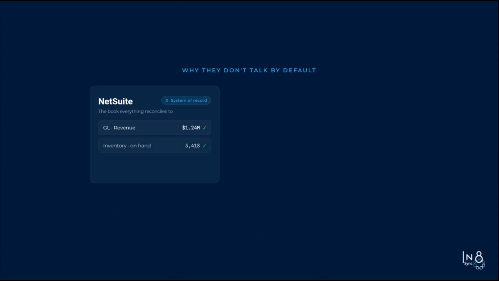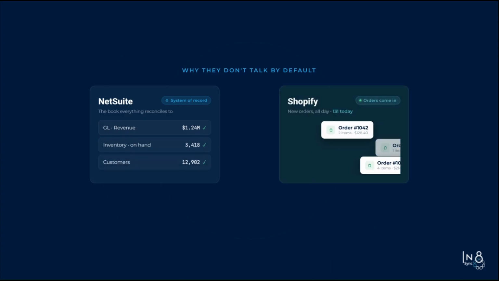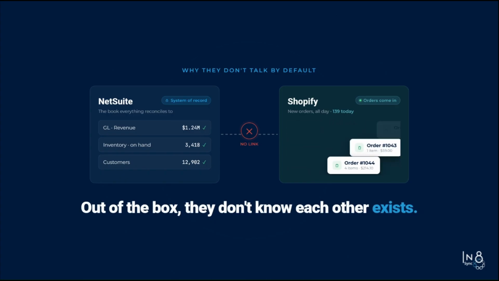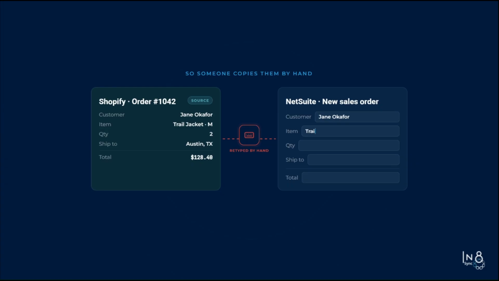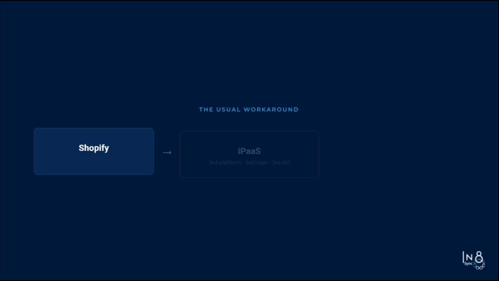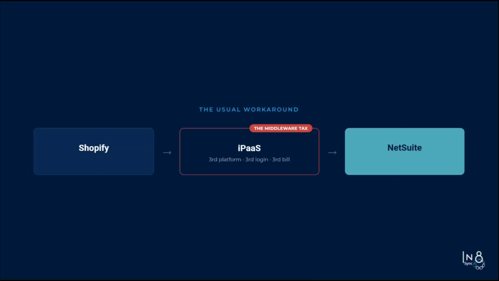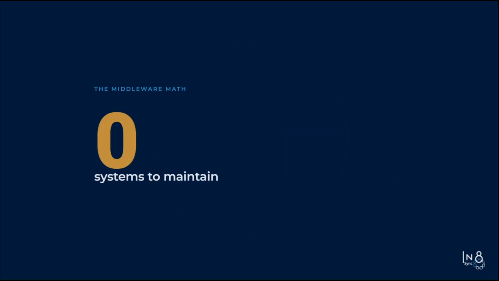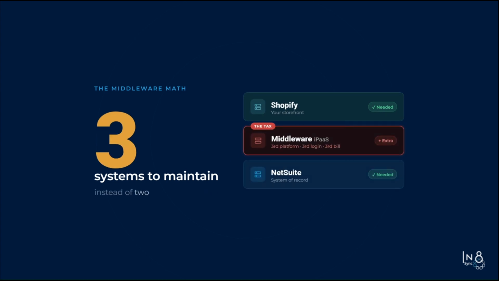NetSuite is your system of record. Shopify is where orders come in, but out of the box, they don't know each other exists. So you're stuck with one of two options. Either someone copies orders by hand, which becomes a full-time job, or you bolt on a middleware, a third platform to pay for, manage, and debug. Middleware doesn't fix the problem, it just moves it. Now you're maintaining 3 systems instead of 2.